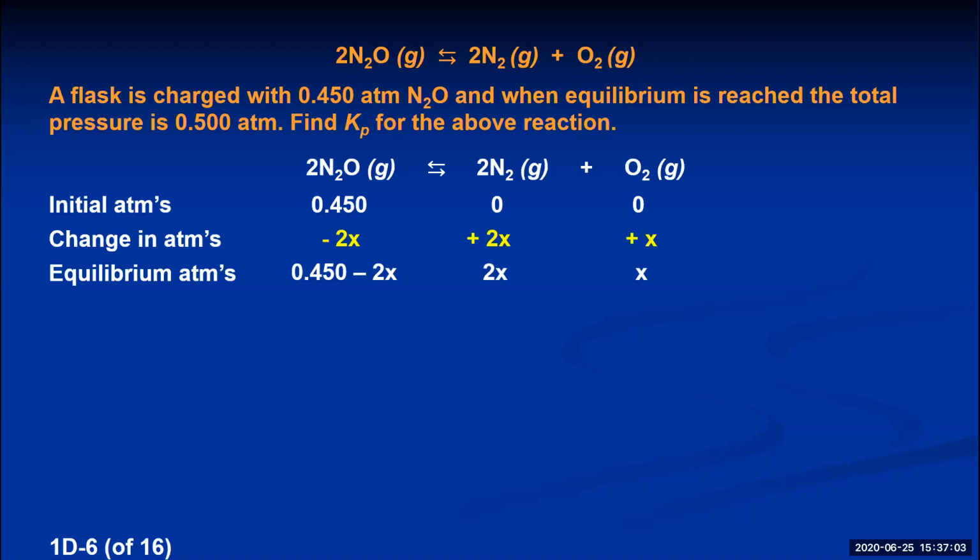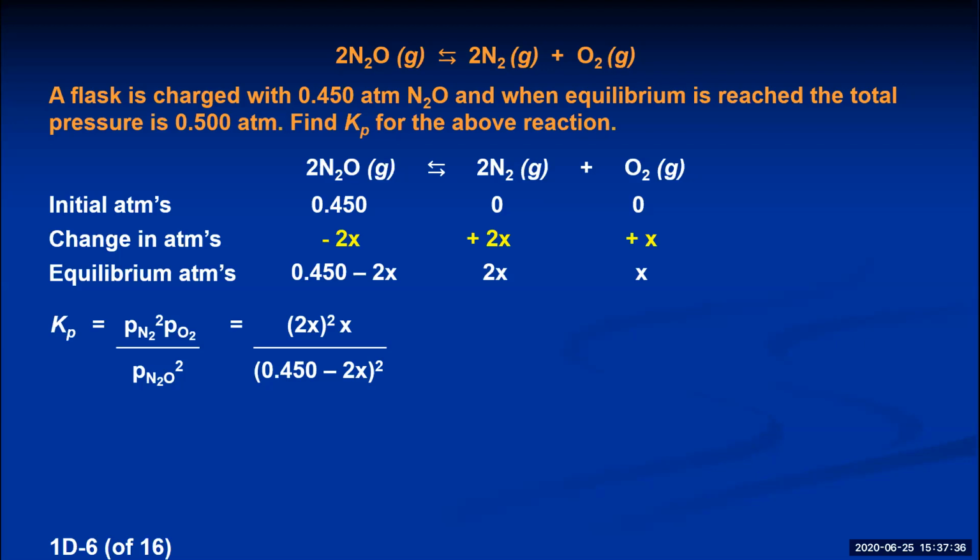The equilibrium constant expression for this reaction, partial pressures of products over partial pressures of reactants, will be the partial pressure of N2 squared multiplied by the partial pressure of O2 divided by the partial pressure of N2O squared. We know the equilibrium partial pressures of the three different gases, so the Kp is going to equal (2x) squared times x over (0.450 minus 2x) squared. And if we're trying to get the Kp, we have this other variable in the problem, the x, which we're going to have to figure out first.